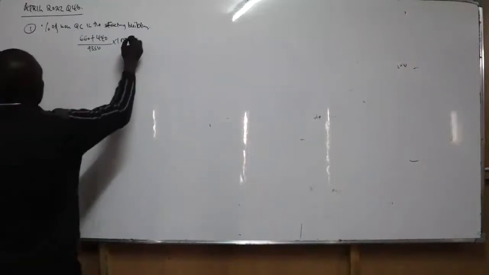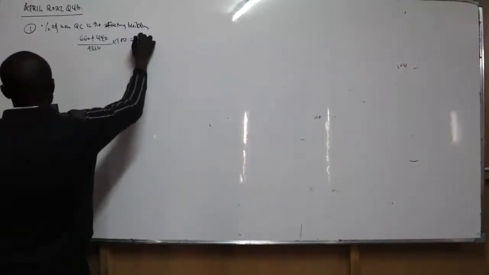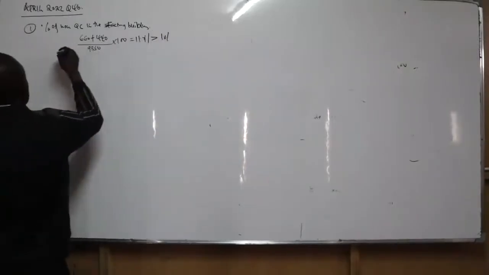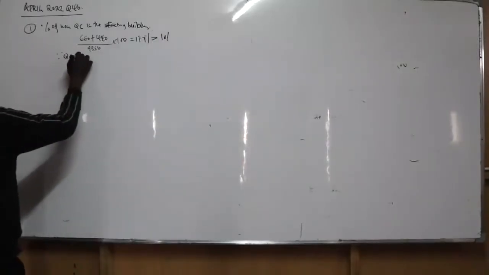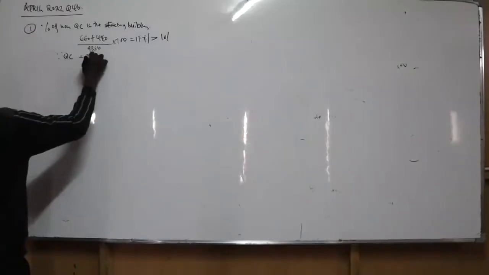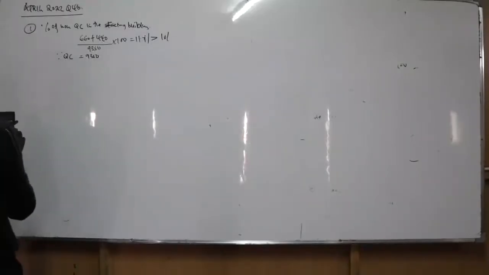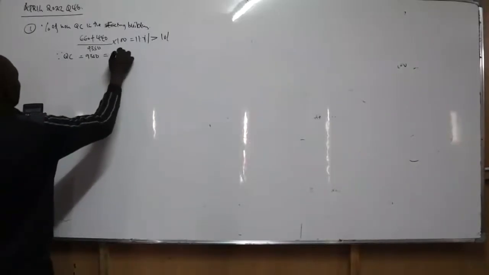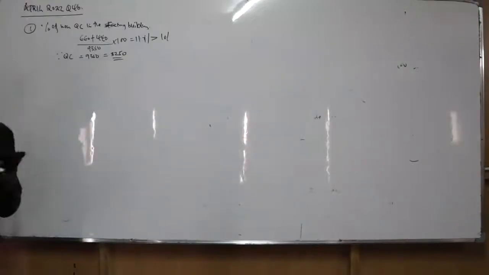So that is 11.7%, which is greater than 10%. Therefore, the qualifying cost is going to be 9350. You deduct these two costs. You take 9350, and then you deduct 660 and 440. This is going to give you 8250. So that will be the qualifying cost for factory building.